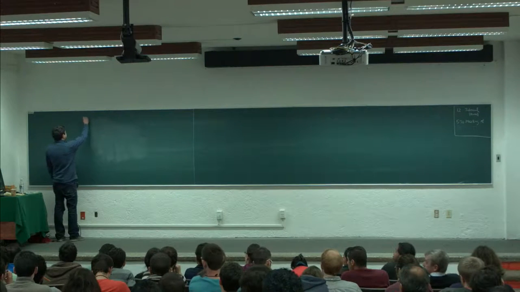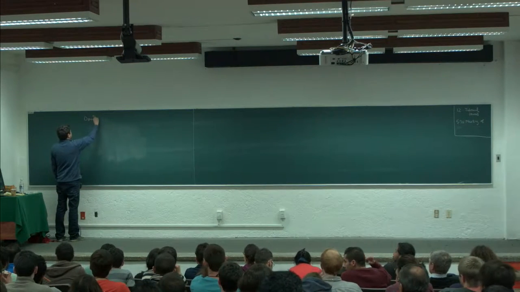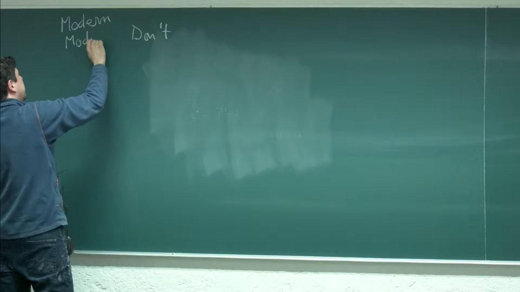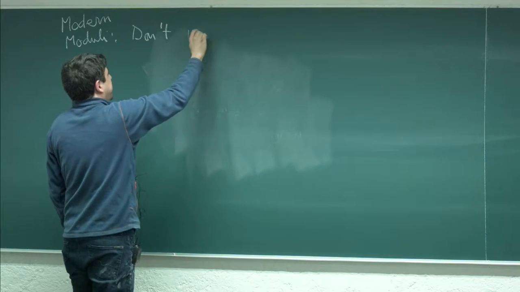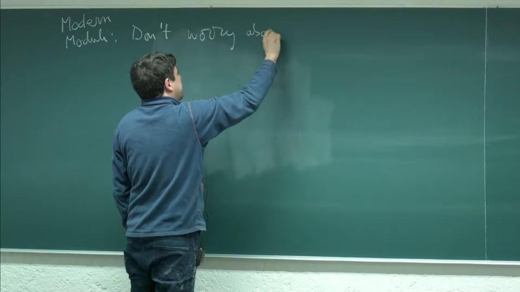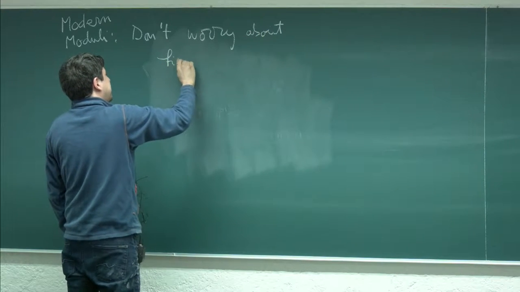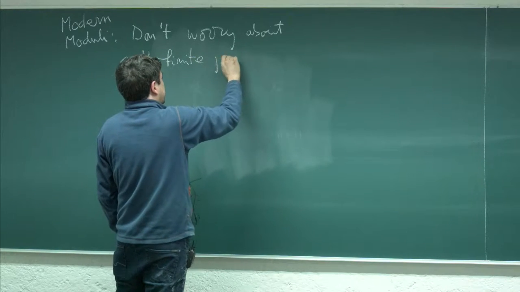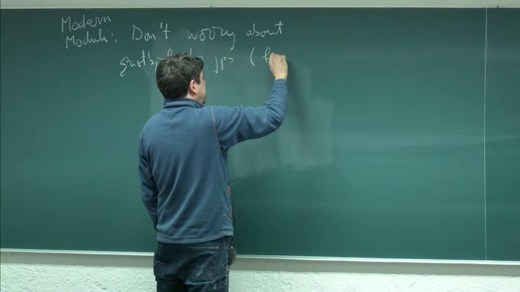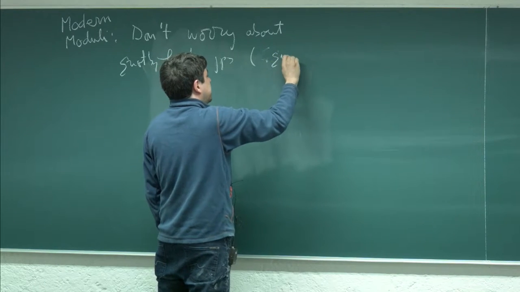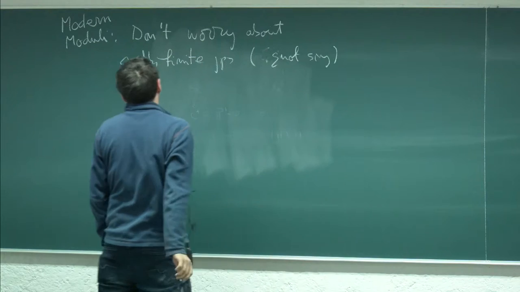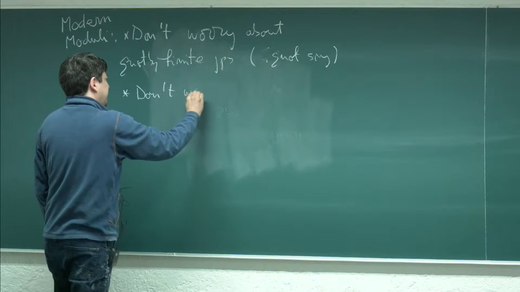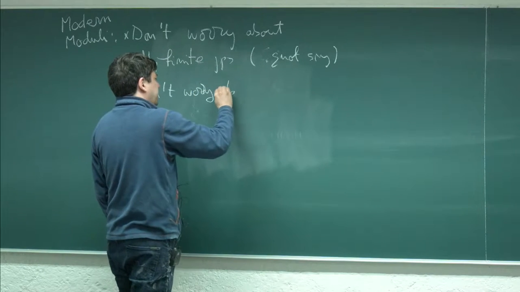So basically the mantra of the modern moduli is: don't worry about finite groups, quotients by finite groups, which lead to quotient singularities. And don't worry about fine versus coarse moduli space.